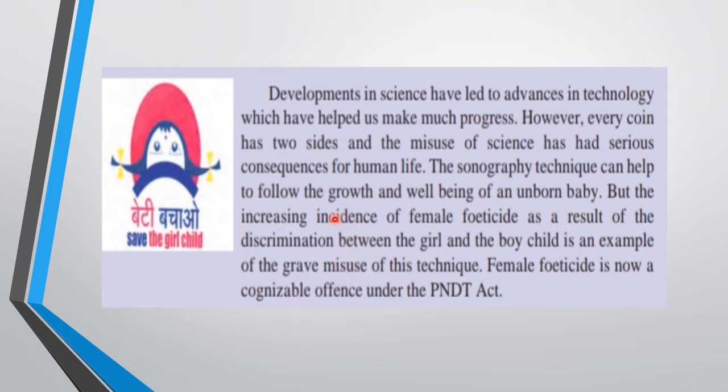But there are certain doctors who still practice this. By taking money, they help the parents to find out the gender of the child, and then they kill the child in the womb itself. So female feticide is now a cognizable offense. Cognizable means it is a serious offense, like a person committing a murder or a kidnapping. It is such a serious offense under the PNDT Act, that is, the Preconception and Prenatal Diagnostic Techniques Act. That means the unborn child is being killed before birth. That is why it is a cognizable offense, as it is obviously the murder of a particular human being.